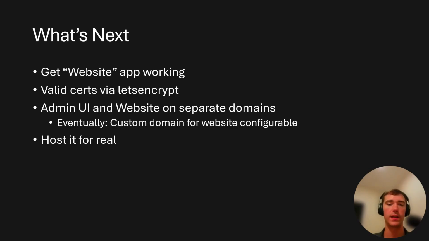So what's the next thing to do for this as a product? I'd love to get the website app working, get some valid certs via Let's Encrypt, and then have the admin UI and website on separate domains, which would allow you to host your own website and then have an admin UI where you log in and manage your website. So this becomes kind of a local Squarespace that you can manage entirely yourself on this device, and then host it for real and put this at PageKey.io as the actual hosting service that I'm using for my website.